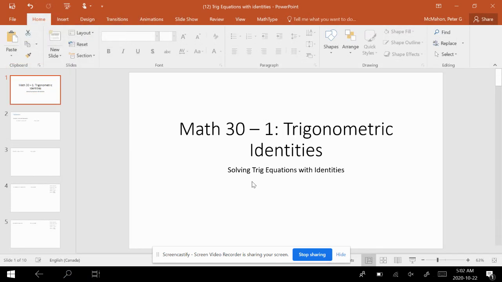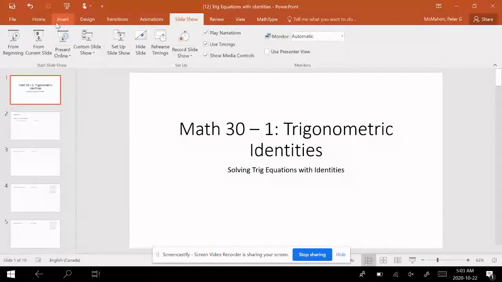Good morning, guys. All right, guys, here's our last unit for our trigonometry units. So the last topic is called solving trig equations with identities.